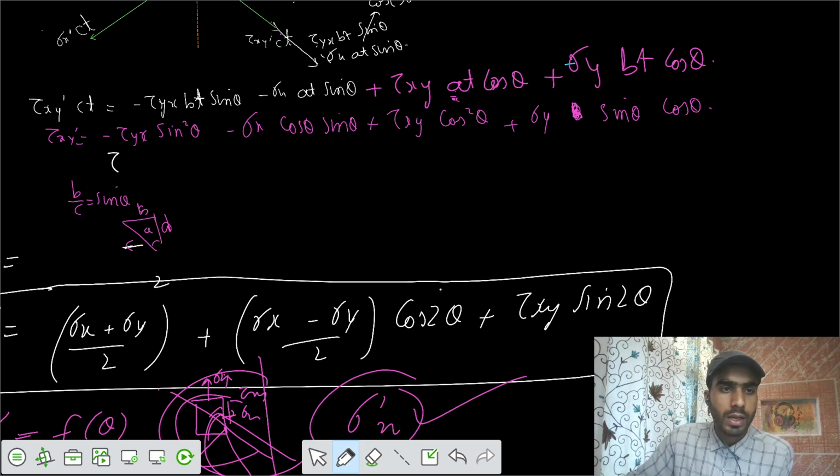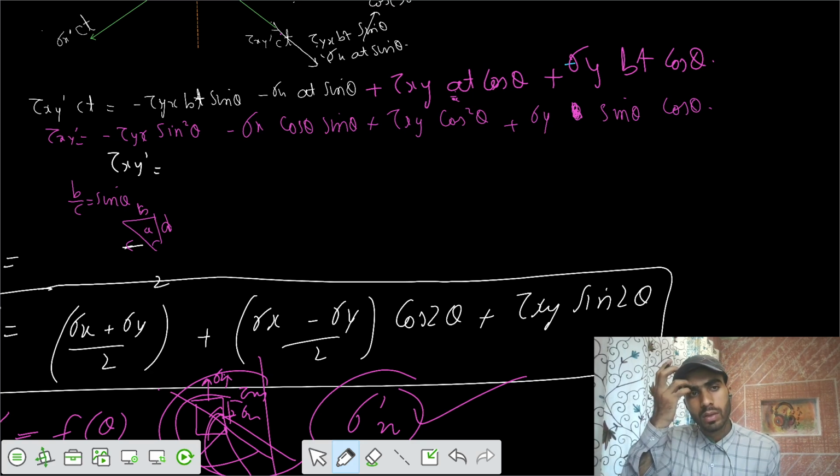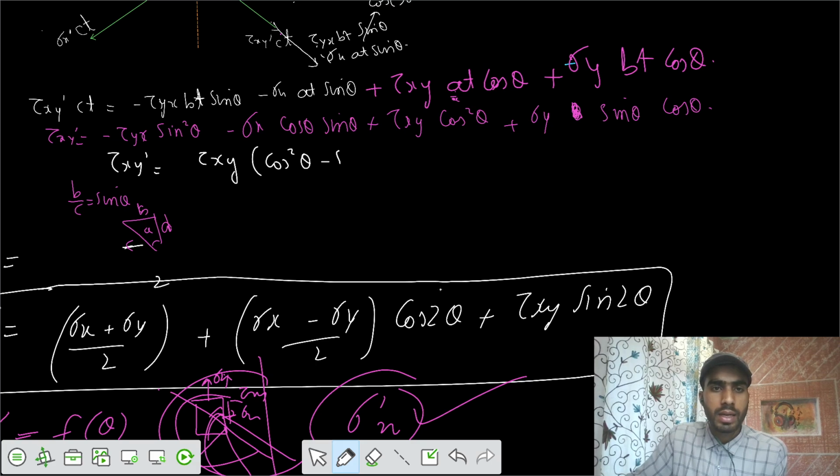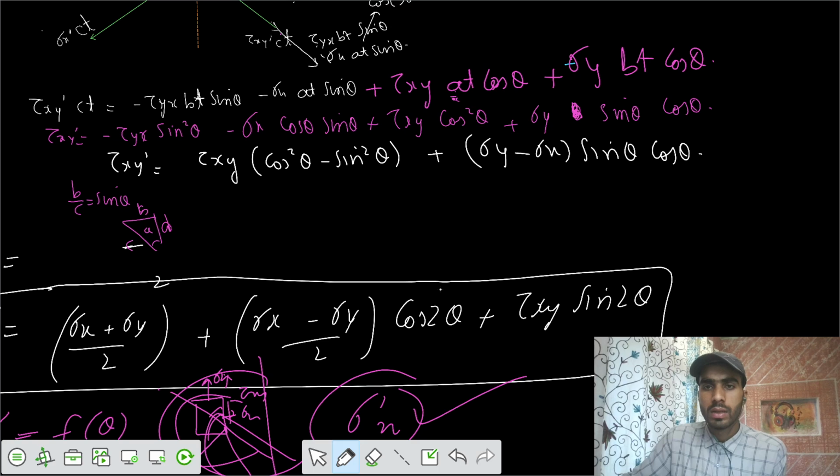So we got tau xy dash, that equals sigma x. We know that tau yx equals tau xy. If I take that common, I can say this is tau xy, and we have cos square theta minus sine square theta. Then we have one more thing: plus sigma y minus sigma x, sine theta cos theta.